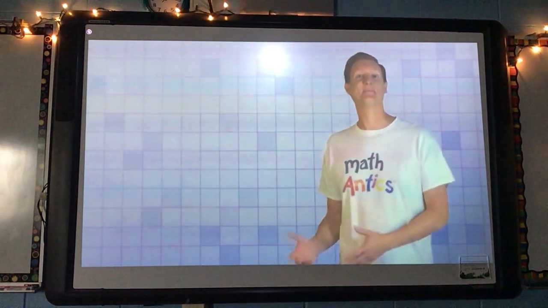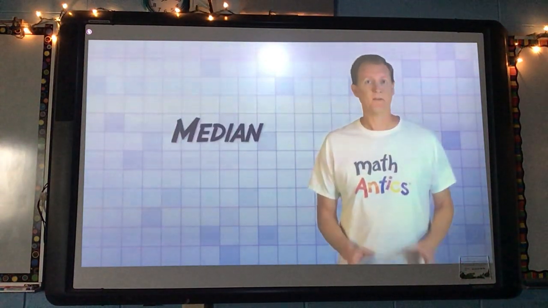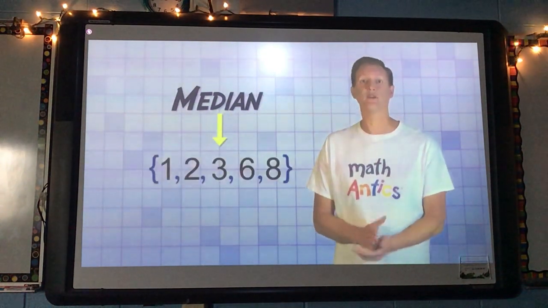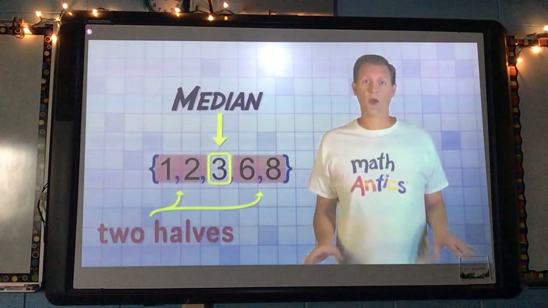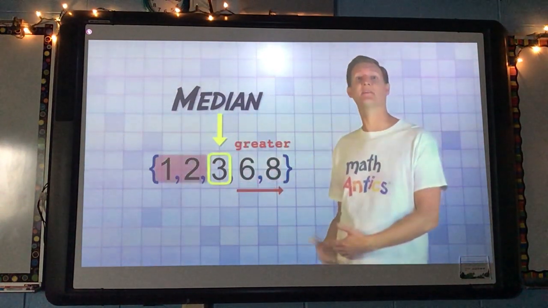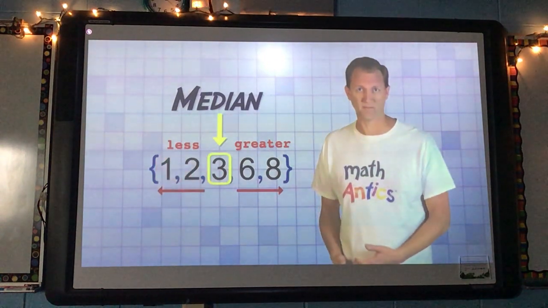All right, that's the mean. Now what about the median? The median is the middle of the data set. It's the number that splits the data set into 2 equally sized groups, or halves. One half contains members that are greater than or equal to the median, and the other half contains members that are less than or equal to the median.